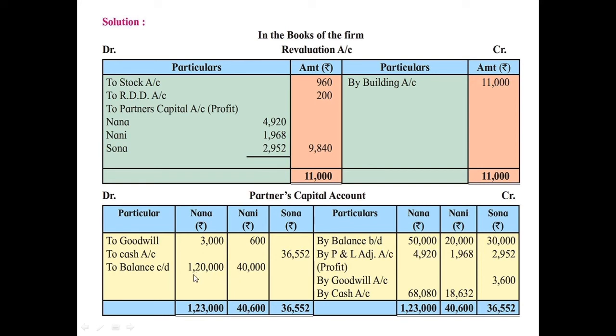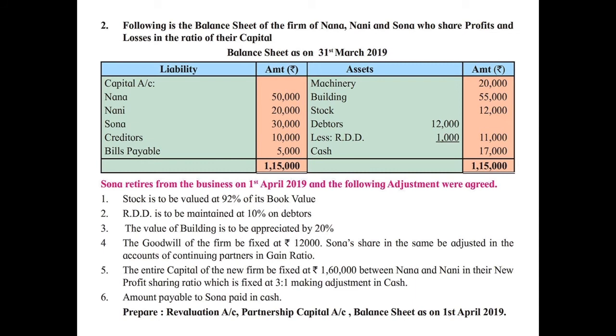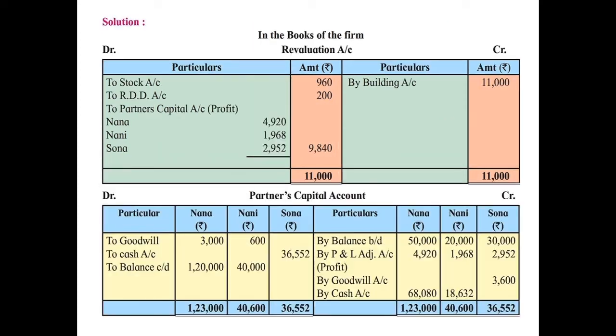This figure or this amount is already given in the question. So in this case, the balance carried down will be cash. As it is given in the question, the amount payable to Sona in cash and the amount of adjustment should be done in cash for the continuing partners. So that is why the balancing figure will be cash. Accordingly, you have to read the question and make the entries in the capital account.